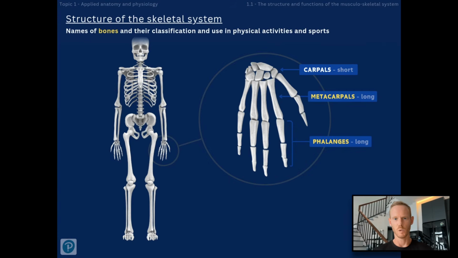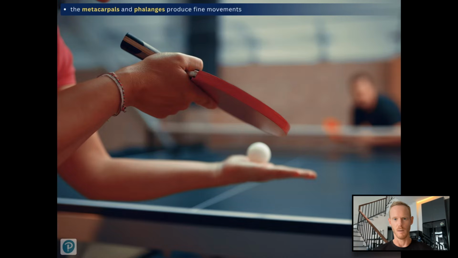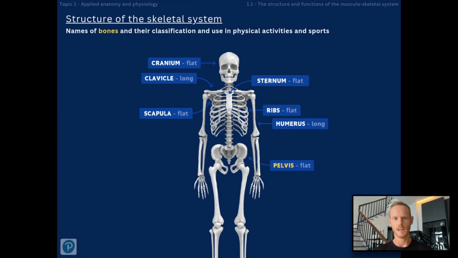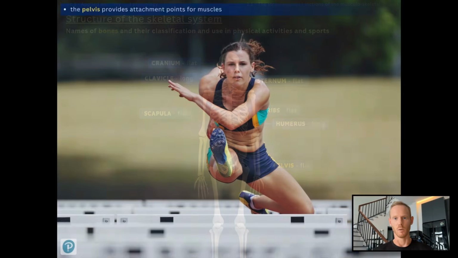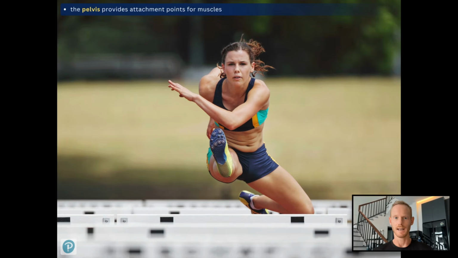The metacarpals in the hand and phalanges in the fingers are classified as long bones because they're longer than they are wide. Their role is to produce fine controlled movements, for example applying spin when serving in table tennis. The pelvis is a flat bone. Its role is to provide attachment points for muscles, enabling a wide range of movements in the spine and hip, for example when raising the lead leg in hurdles.